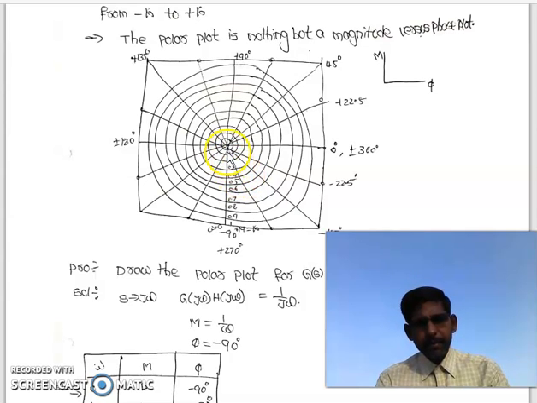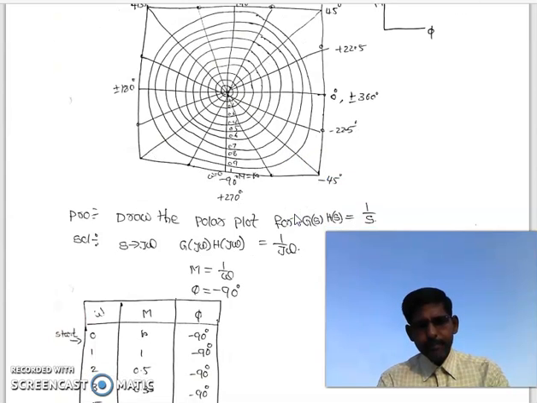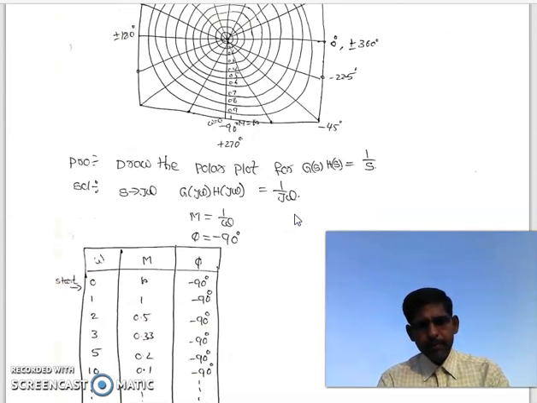The magnitude at the origin is 0. One circle will be 0.1, another circle will be 0.2, this is 0.3, this is 0.4, this is 0.5, this is 0.6, this is 0.7, 0.8 and so on. We will be drawing the polar plot as magnitude versus angle. Let me show with an example. Draw the polar plot for G(s)H(s) equal to 1 by s.